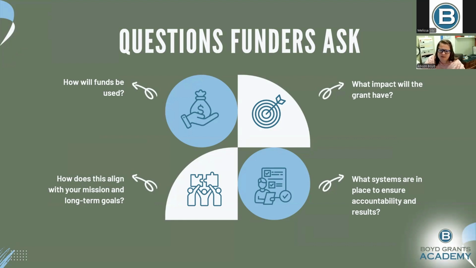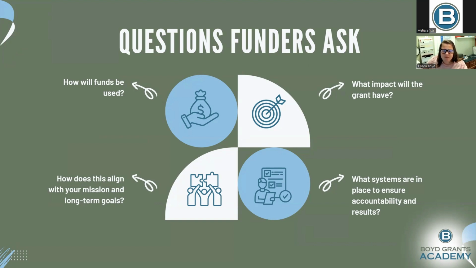project's objectives. For general operating, you're going to answer this question by providing a broader view of how the funds will be allocated across the organization's operations. This can include staff support, facility maintenance, technology upgrades, or infrastructure development. You're also going to emphasize how unrestricted funds will enable flexibility and long-term growth.